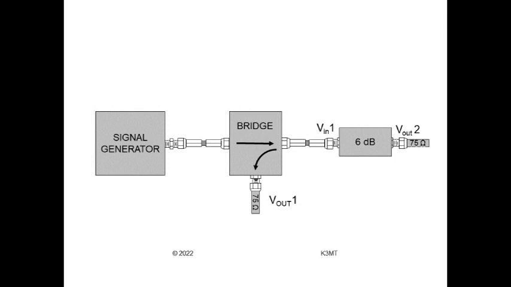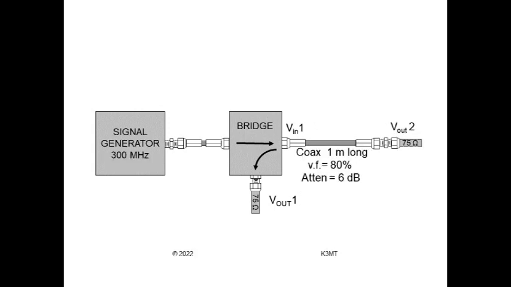But, not so with phasing lines. Let's look at a piece of coax, 1 meter long, with a velocity factor of 80%. At 300 MHz, lambda equals 1 meter. The electrical length is 1 1/4 wavelengths. Suppose its loss was measured as 6 dB. It's an attenuator, the two ends, ports 1 and 2.